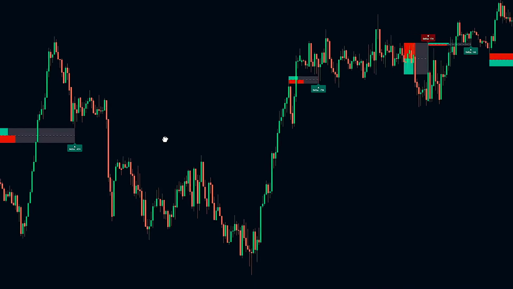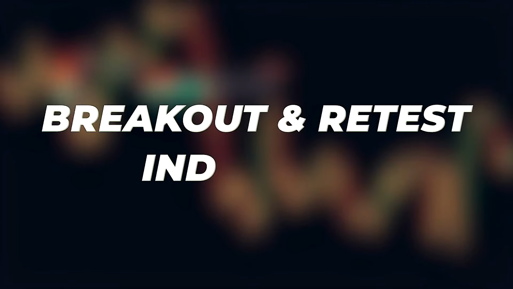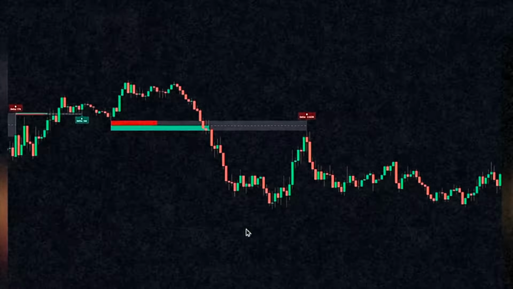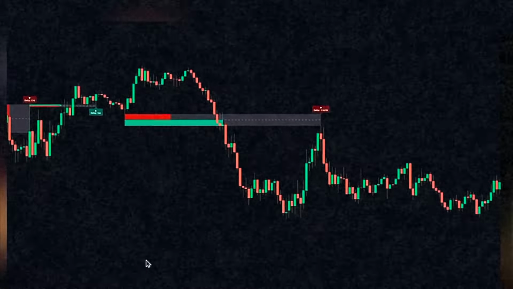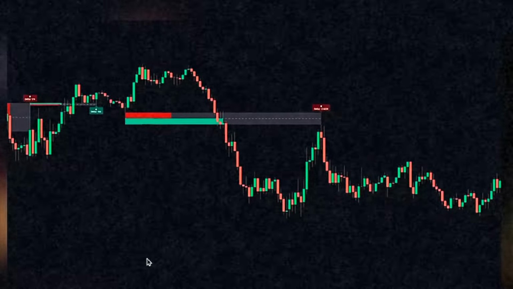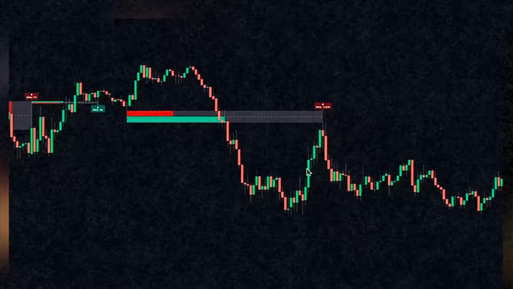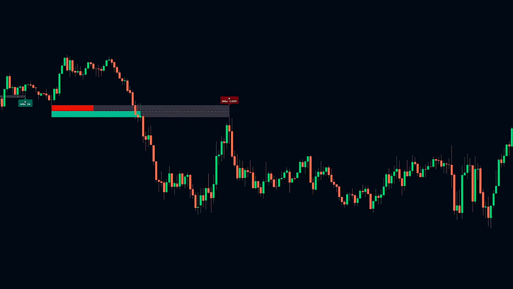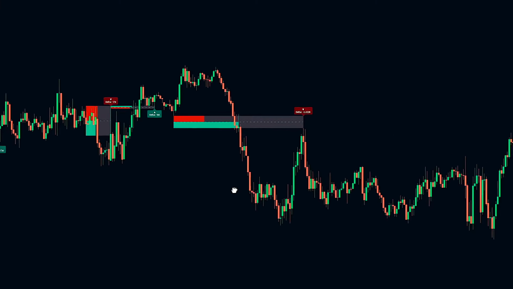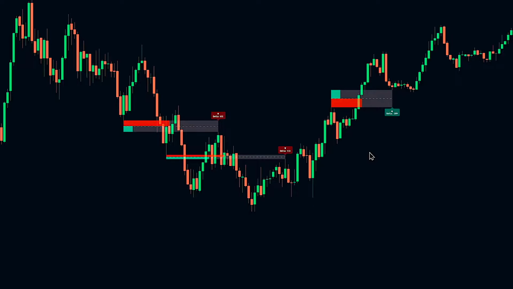Ladies and gentlemen, this is the powerful breakout and retest tool, an indicator crafted to help spot great trading opportunities using important pivot zones. It zeroes in on breakout and retest zones from past swing highs and lows, so you get a crystal clear picture of what's going on with the price. As you can see, it's super easy to use and is made up of a few parts.